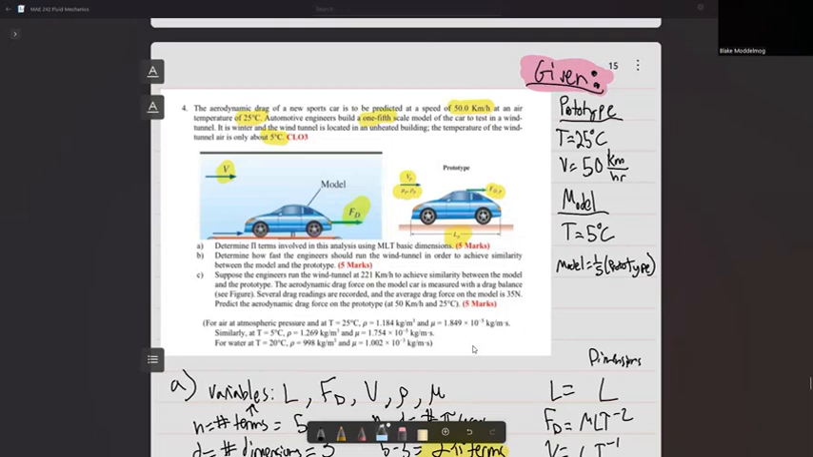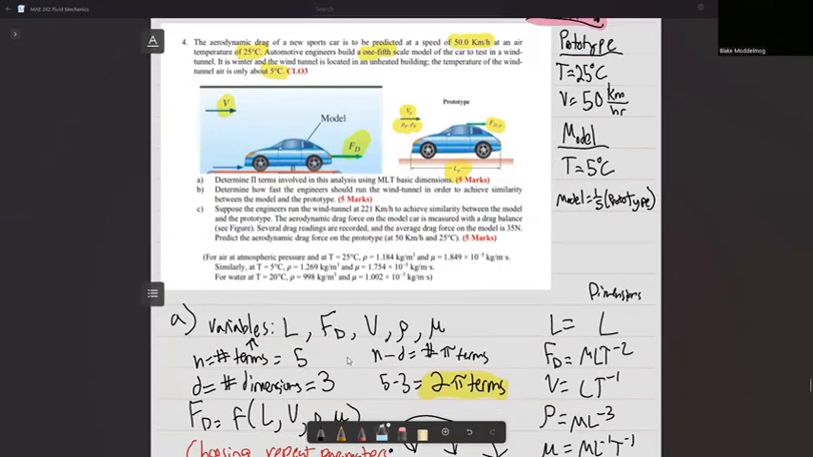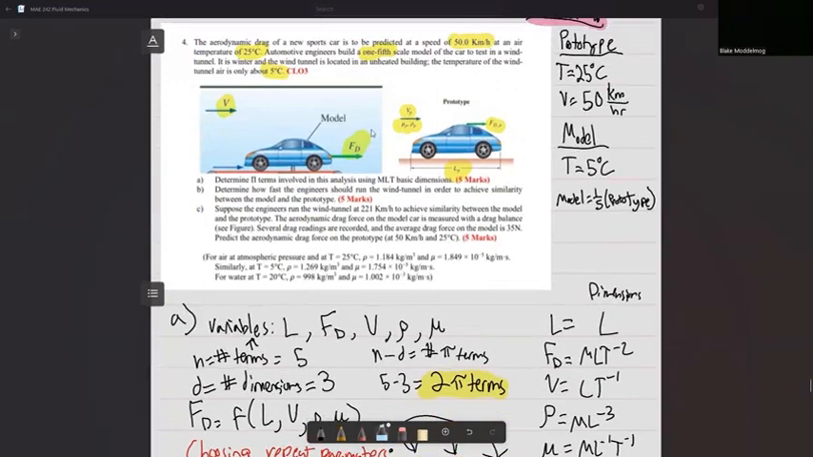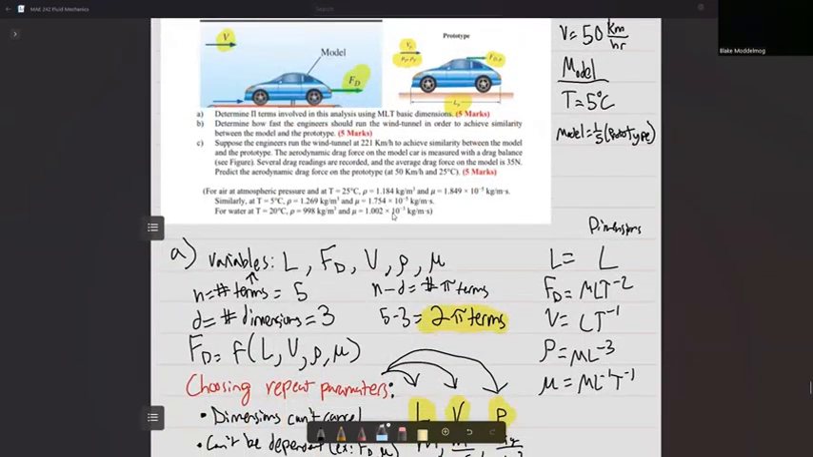And to find out how many pi terms we're going to be solving for, we need to find the number of terms, which we have, which is 5. And then we need to find what dimensions we're using, the quantity, which will be 3. And then we subtract the number of dimensions from the number of terms, which gives us 2, which means we will be finding 2 pi terms. So we know that for drag force, all of the other variables are going to be used to find it. So drag force is a function of length, velocity, density, and viscosity.